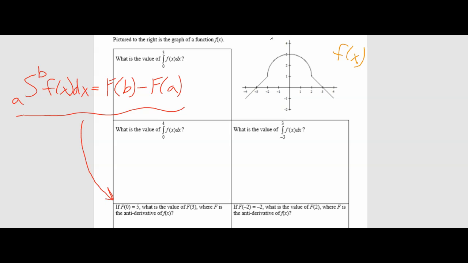So pause the video, see if you can do that. If you are, then think about how you could solve it. And then we'll quickly discuss before we end this video.